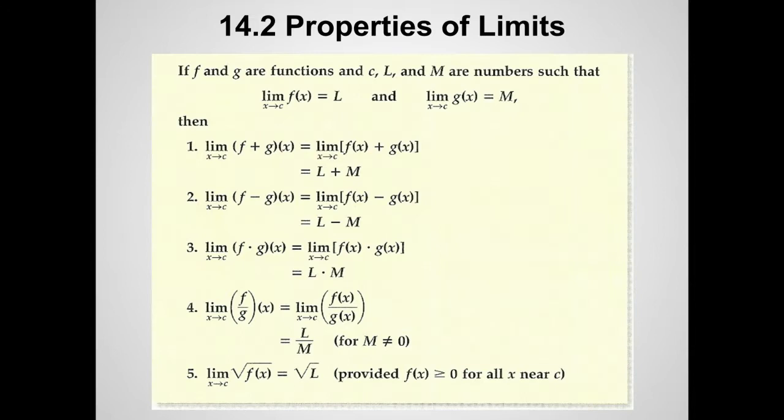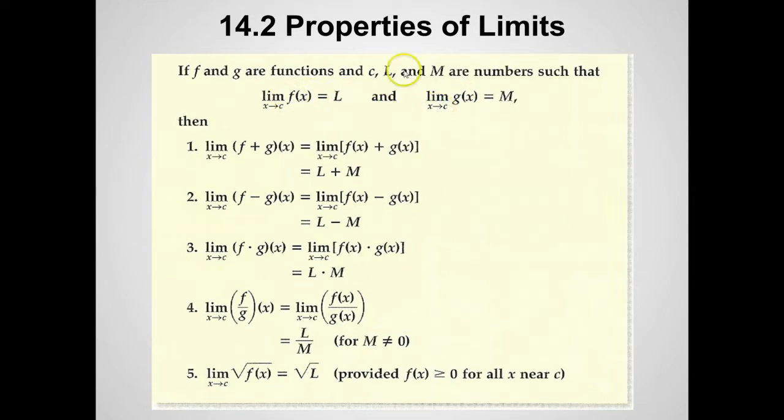But let's get to the ones that have a little bit more punch to them. A lot of times students would look at this yellow box and try to go right to number 1 and not pay close enough attention to this. This defines the notation, defines the functions, and clarifies what's going on. We've got two functions, f and g. C is the value that x will be approaching. L is the limit of that function f as x approaches c. M is the limit of g of x as x approaches c.